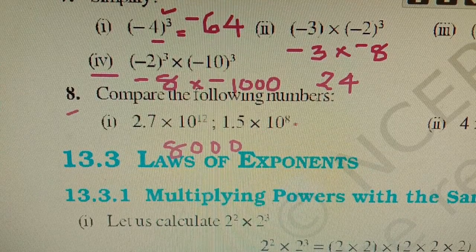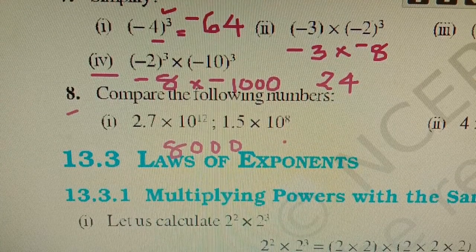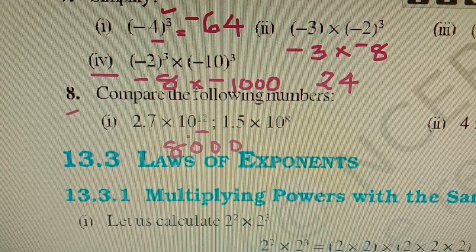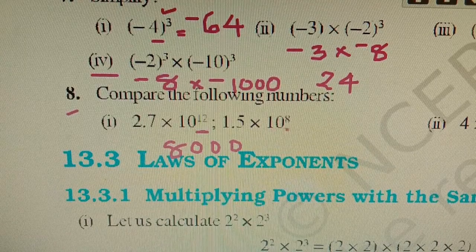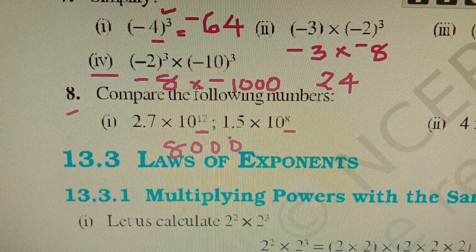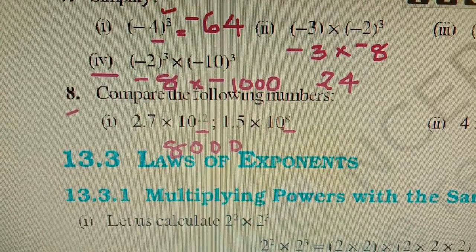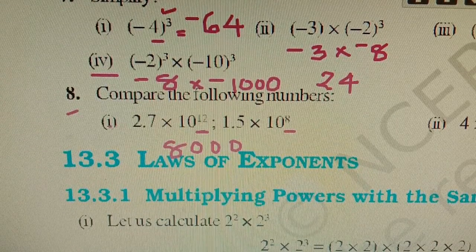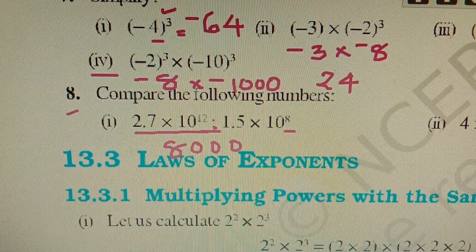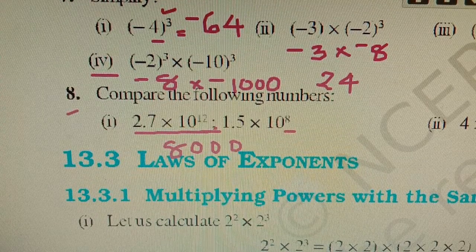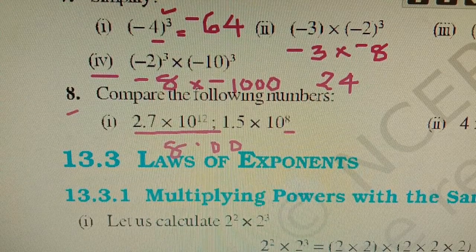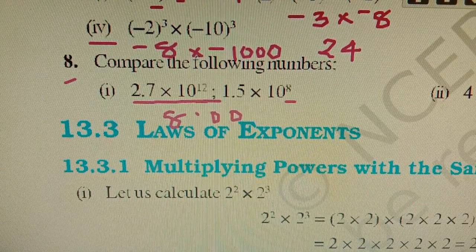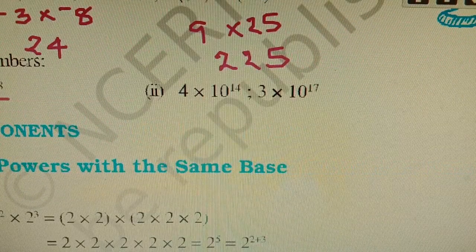So compare the following numbers. There is 2.7 into 10 to the power 12 or 1.5 into 10 to the power 8, which is greater? Here 10 to the power 12 is there, but in the other case, 10 to the power 8 only. 10 to the power 8 means 1 and 8 zeros. 10 to the power 12 means 1 and 12 zeros. Anyway, the first number 2.7 into 10 to the power 12 is greater. 10 square or 10 cube, which is greater? 10 cube is greater. The same way here 10 to the power of 12 is greater.